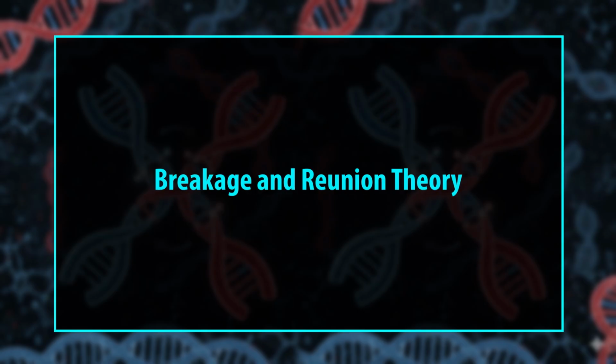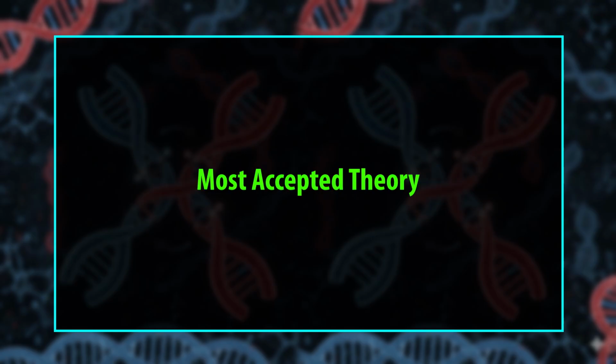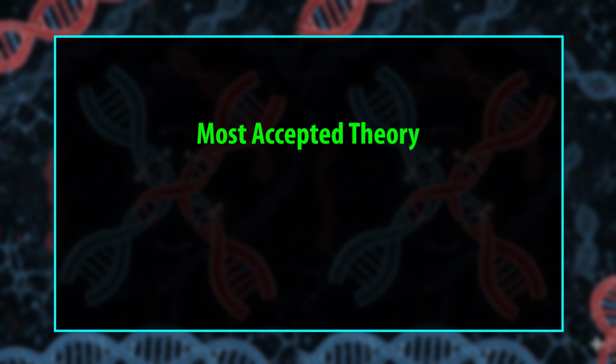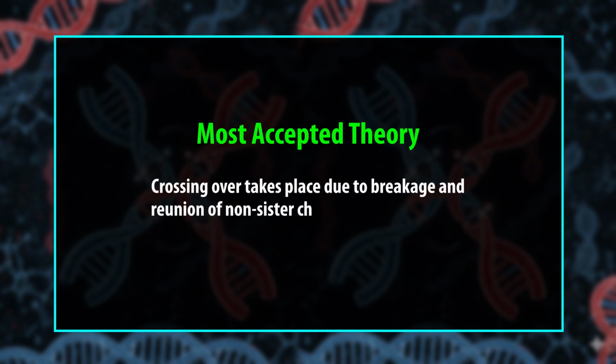Moving on to the breakage and reunion theory. This is the most accepted theory. Prior to crossing over, each chromosome of each bivalent gets duplicated to form a tetrad. This theory states that crossing over takes place due to breakage and reunion of non-sister chromatids in the pachytene stage. Crossing over involves mechanical breaks in non-sister chromatids due to twisting around each other, and reunion of chromatids takes place.